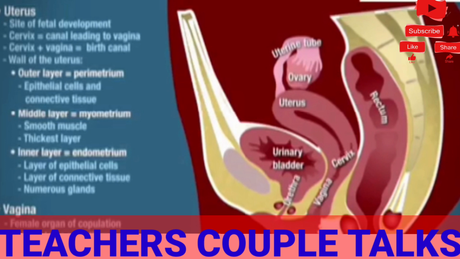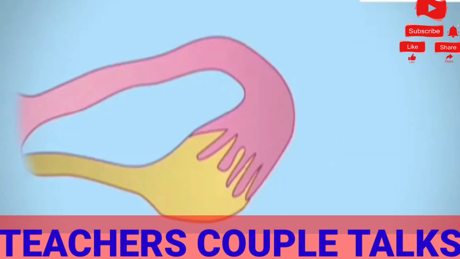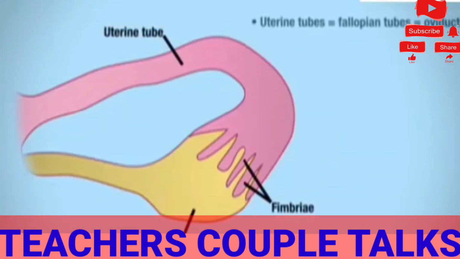And then of course over here is the vagina, the female organ of copulation. Lots of smooth muscle associated with that and lots of glands. Okay, I'll let you read the rest of the information on these slides. Then we move into the uterine tubes, also called the fallopian tubes, also called the oviducts. Be sure that you're familiar with using any of those terms.